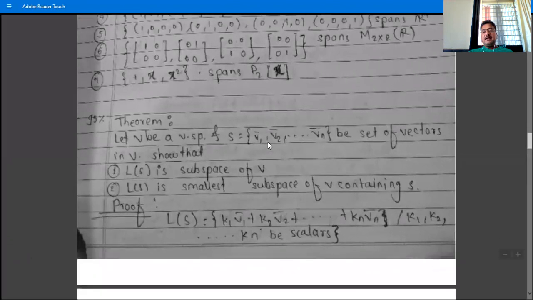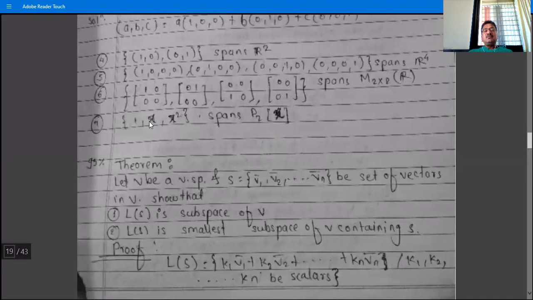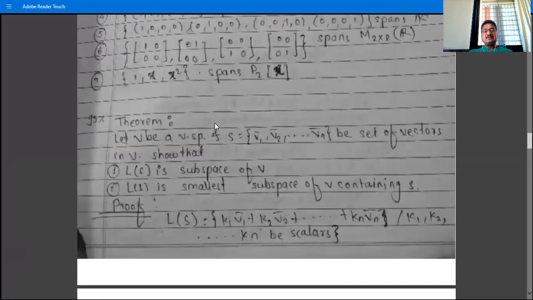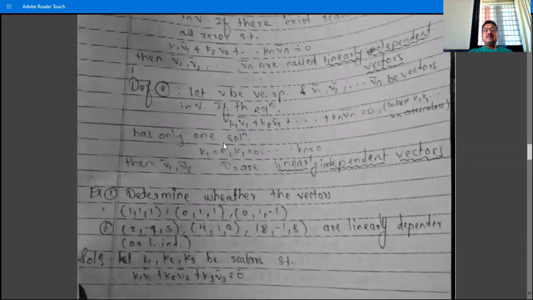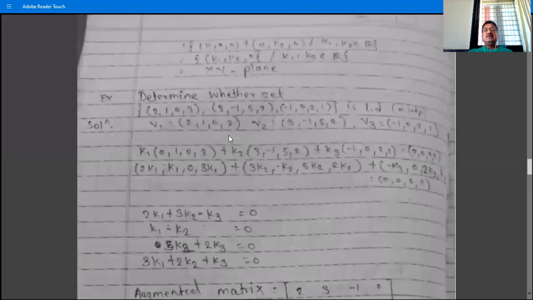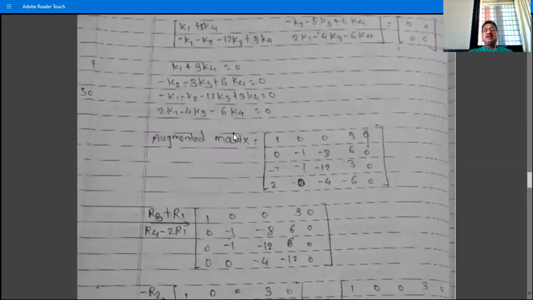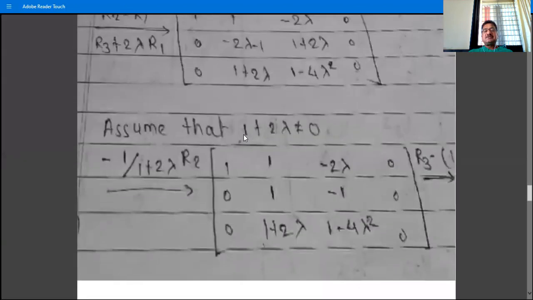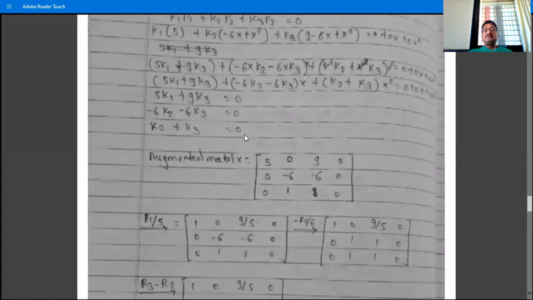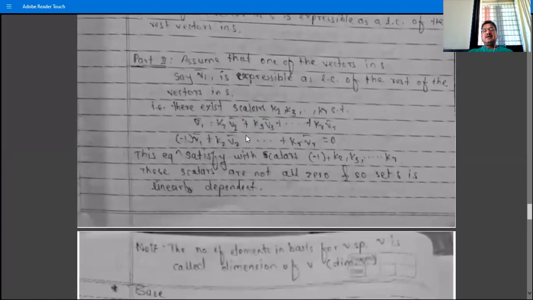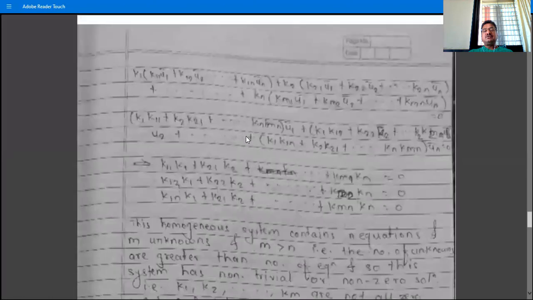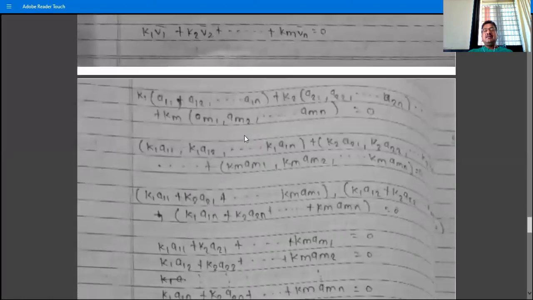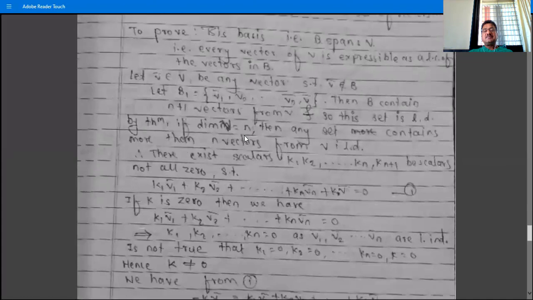Similarly, the dimension of Pn(x) is n plus 1. Its standard basis is {1, x, x square, ..., x raised to n}, so n plus 1 elements. So this is about the basis, linearly independent and dependent sets, and a set spanning the vector space V. All these 3 topics are interlinked with each other. That is, in order to show B is a basis, we have to show B is linearly independent, or that B spans the vector space V.